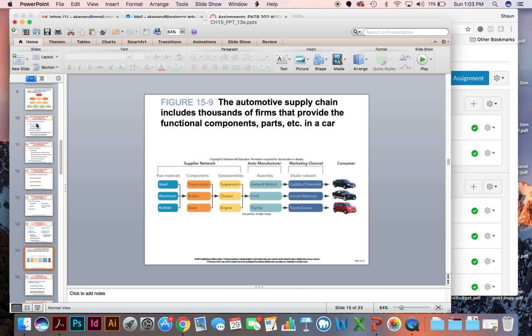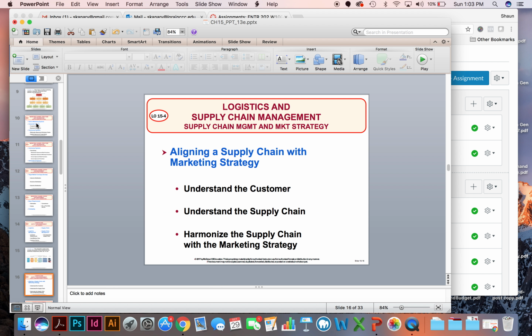The automotive supply chain includes thousands of firms that provide functional components in a car. So when we talk about logistics for the automobile industry, there's a huge component, and this is very similar with computer manufacturers and other product manufacturers, where logistics teams are managing the raw materials, the components, the sub-assemblies of their products, and then the actual assembly of their automobiles, and then placing them into the marketing channel, which is the dealers, before it actually hits the consumers. So the logistics in the auto industry is quite expansive.